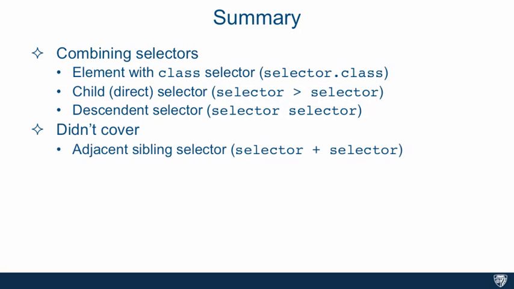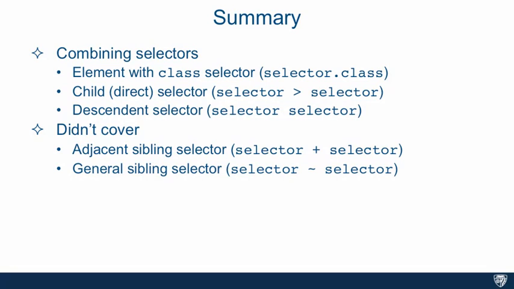There are a couple of combination selectors that we did not cover. For example, one is the adjacent selector, and another one is the general sibling selector. Now, these selector combinations are a little bit less common than the other ones that I showed you, so I'll leave it up to you to look them up in the specification or online as to how they work. Next, we're going to talk about pseudo-class selectors.